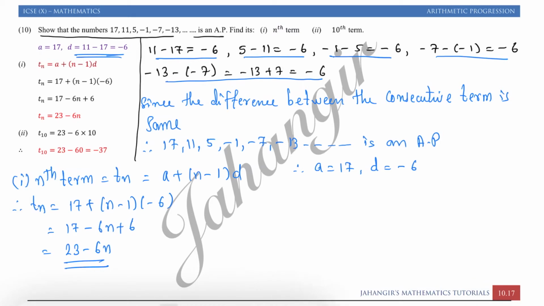Now second part में we have to find 10th term. So second part में I will write 10th term, that is T10, which is 23 minus 6 into 10. Once you get nth term, you can just replace the value of n. So 23 minus 60, which is equal to minus 37. So therefore 10th term of this sequence is minus 37 and nth term we know as 23 minus 6n.